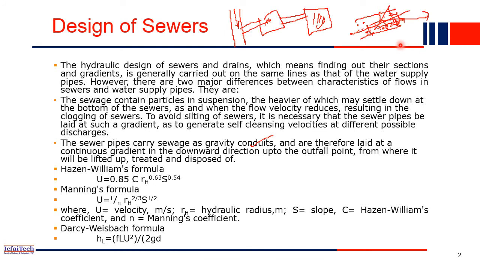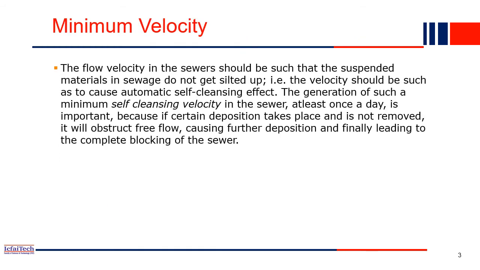So in that case, we have to maintain the proper flow velocity, so that the particles present in the wastewater should not get deposited at the bottom. So that has to be taken care of. So using this formula, basically we are designing the entire sewer system. Next, we have to discuss one more term, that is minimum velocity. In water supply there is no term such as minimum velocity, right? But here the very important parameter is the minimum velocity you have to maintain inside the sewer pipe.